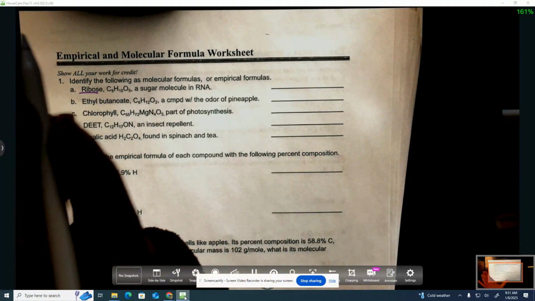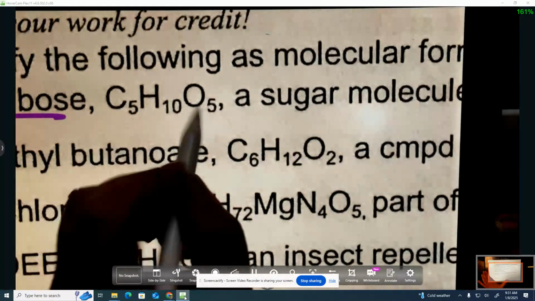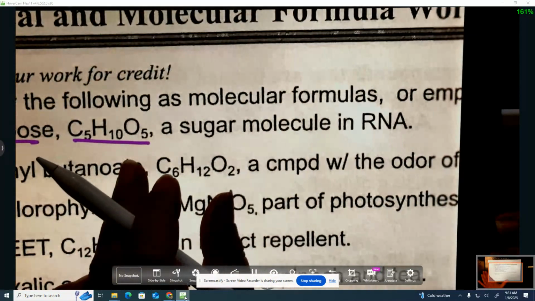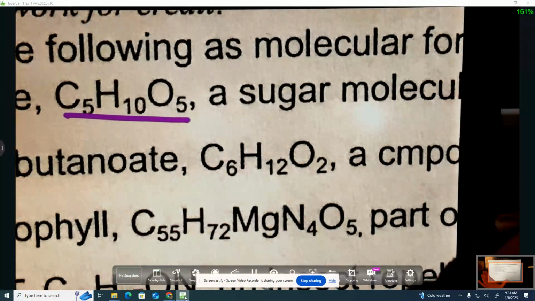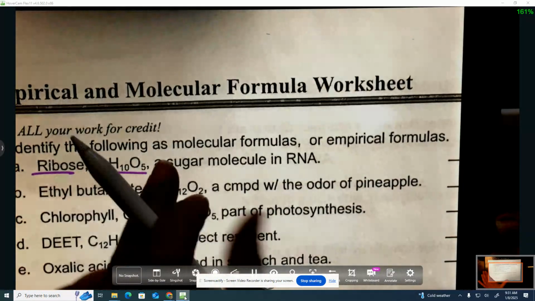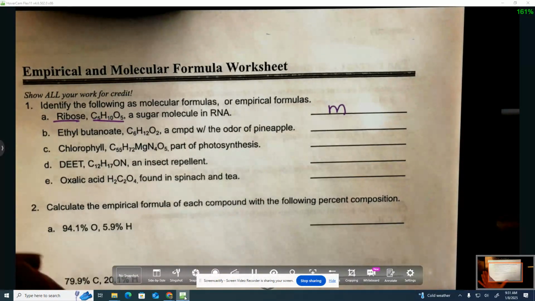All right, ribose. Okay, it's a sugar molecule in RNA. Is this molecular or empirical? Molecular. It's telling you the exact number. It's a multiple of an empirical. So this one is molecular. I'm going to put an M.